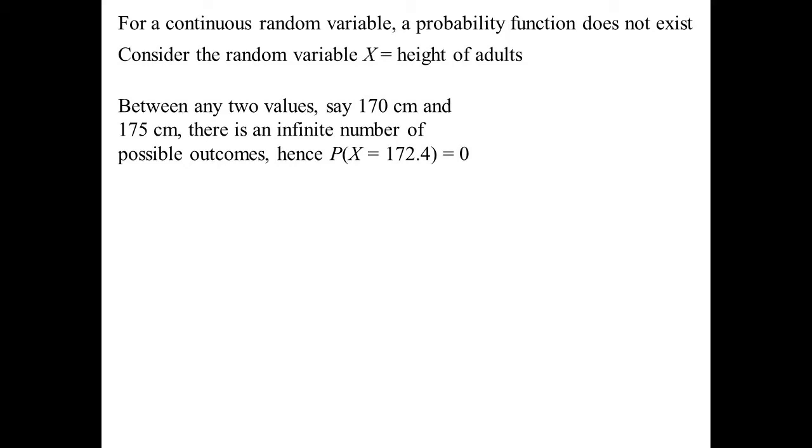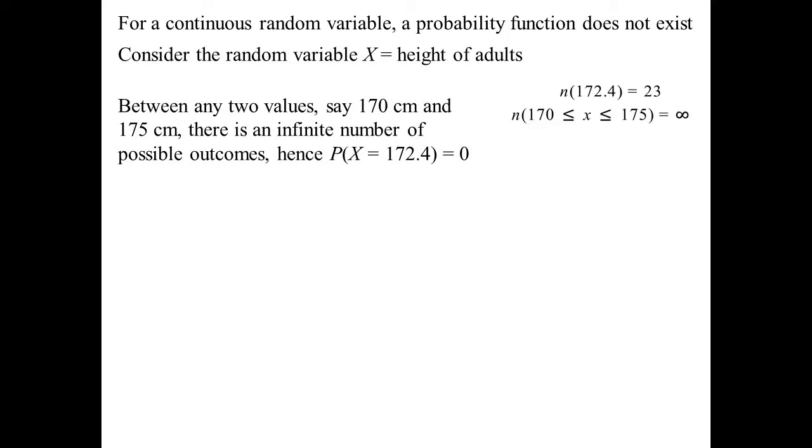Why is it 0? Remember we said yesterday that the area of the histogram gave us the probability. But if we're talking about a continuous variable, the width of that rectangle is 0. Therefore the area is 0. It's like saying the integral from a to a. That will always be 0.